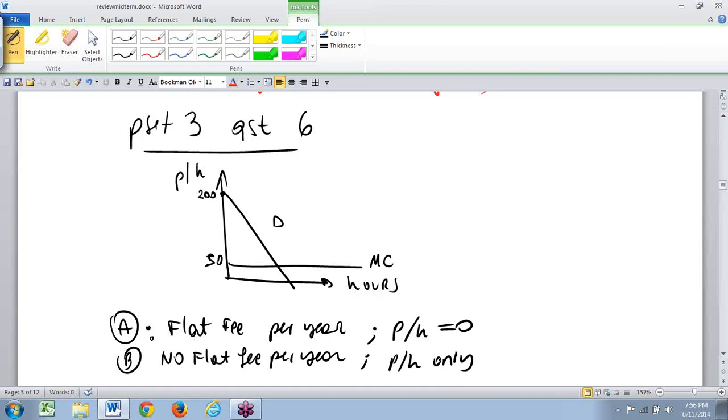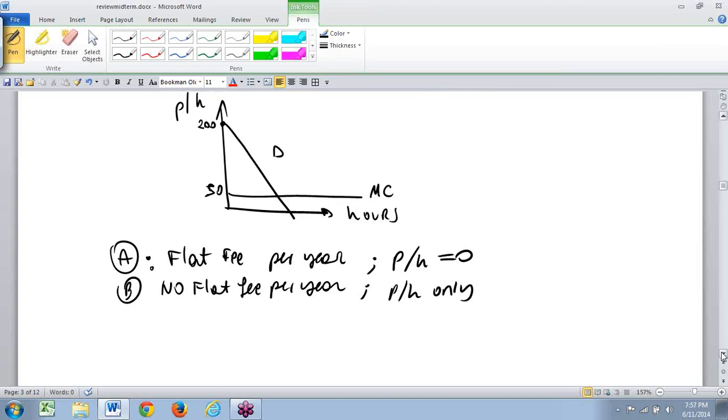Part A says, which of these two pricing schemes is better for the company? Explain, using one or more graphs as appropriate. So basically, how do we conduct this analysis? We want to compare the profits for the firm under the two different pricing schemes. So one, compare profits under pricing scheme A with profits under pricing scheme B.